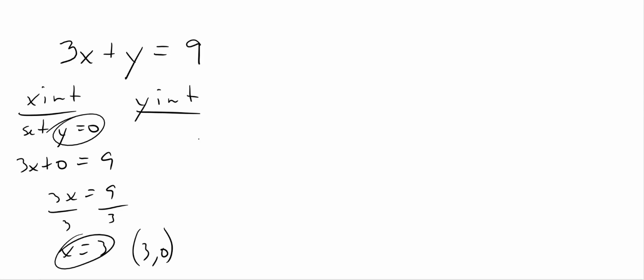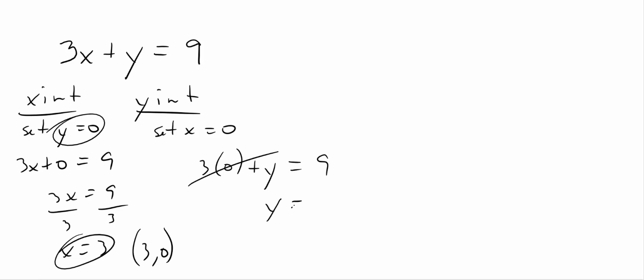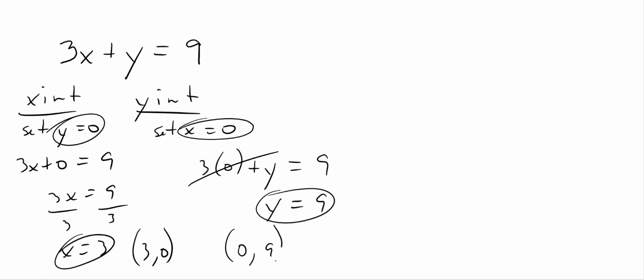And to find the y-intercept, we're going to set x equal to 0. So let's do that. 3 times 0 plus y equals 9. That's out here, so I don't have to do anything. y equals 9. Well, that's pretty nice. So y is 9, x is 0, so my coordinate is (0, 9).